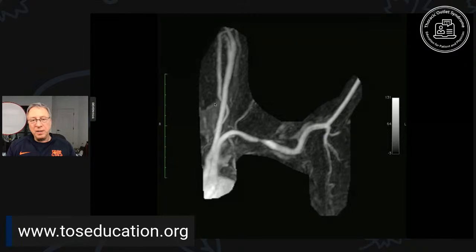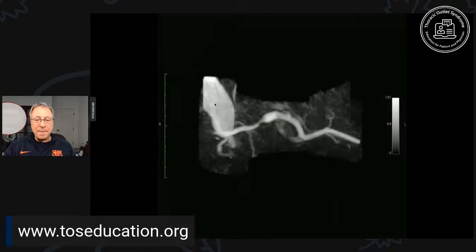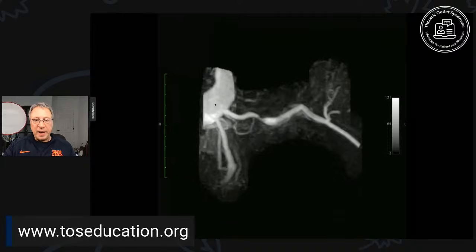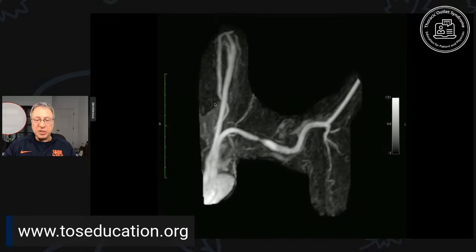This is right between the rib and the clavicle. Even though you can't see the rib and the clavicle on this image, we can see them on other images from an MRI performed at the same time. You see that? It's pinched very tight, and the artery is a little bit dilated, just distal to that.